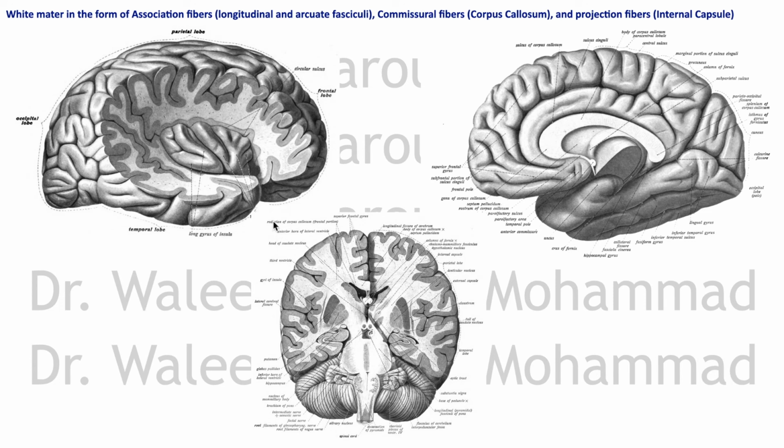So these are the forms of white matter you will encounter: either association fibers, commissural fibers, or projection fibers. Okay, a good info to remember.